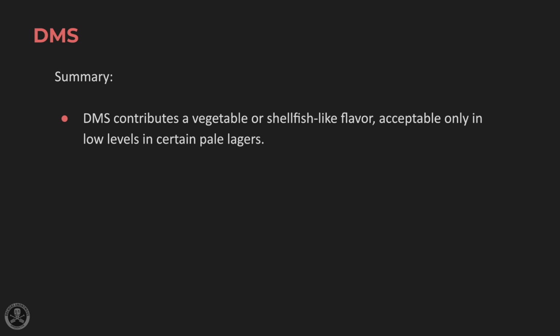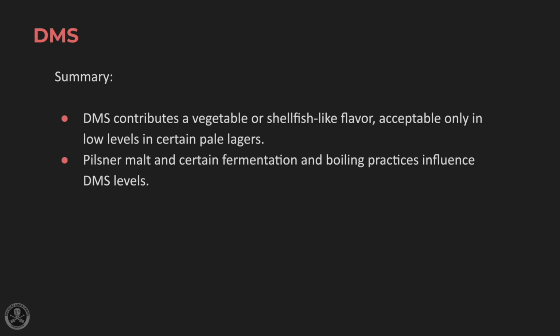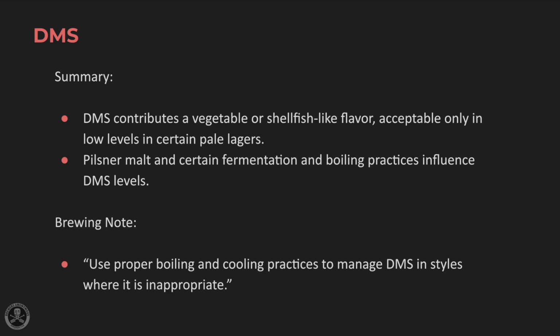DMS in summary. DMS contributes a vegetable or shellfish-like flavor acceptable only in low levels of certain pale lagers. Pilsner malt and certain fermentation and boiling practices influence DMS levels. And if we detect DMS in a beer we're evaluating on our judging/tasting exam, an appropriate note to add to the score sheet may be: use proper boiling and cooling practices to manage DMS in styles where it is inappropriate.